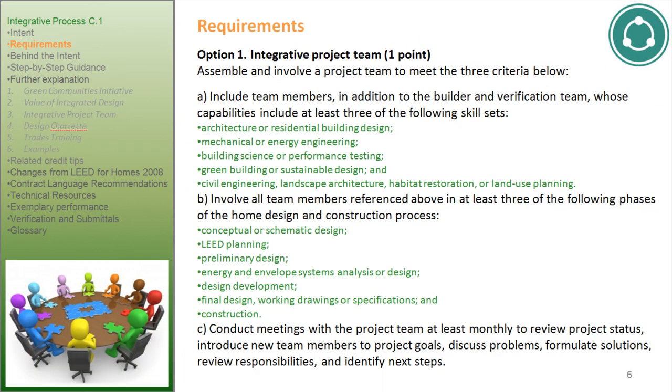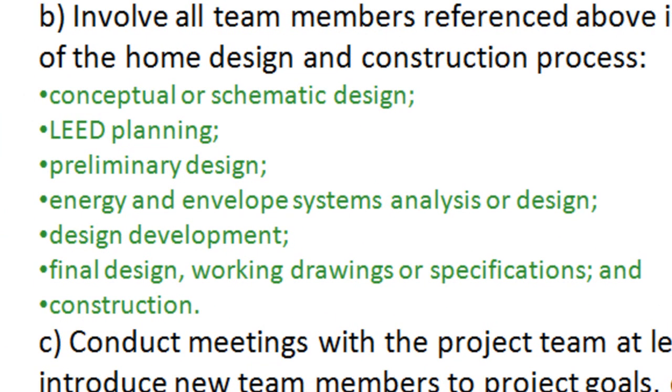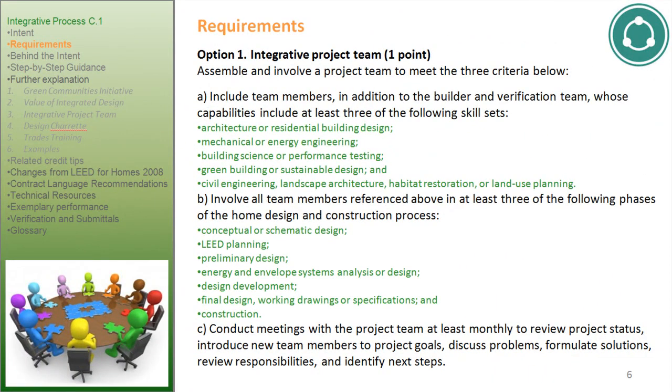Letter B. Involve all team members referenced above in at least 3 of the following phases of the home design and construction process: 1. Conceptual or schematic design. 2. LEED planning. 3. Preliminary design. 4. Energy and envelope system analysis or design. 5. Design development. 6. Final design, working drawings or specifications. And 7. Construction.